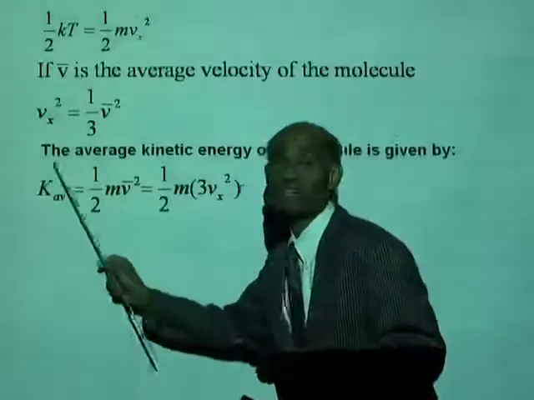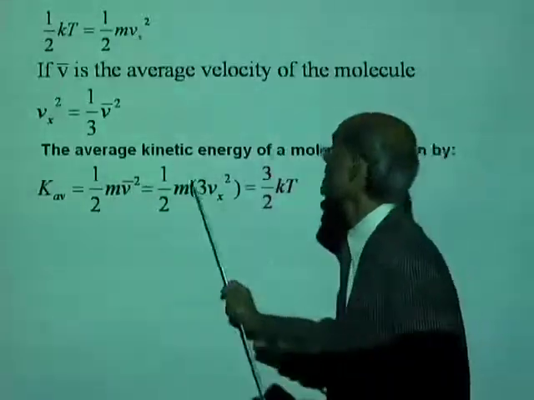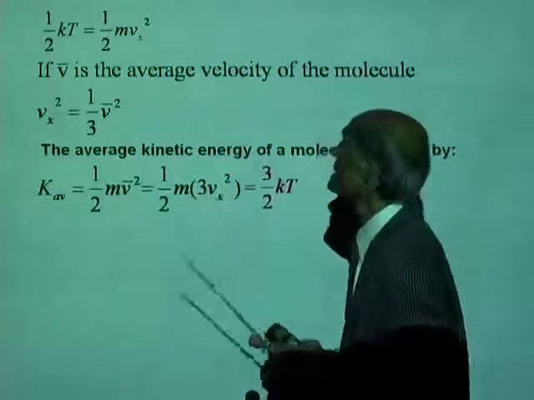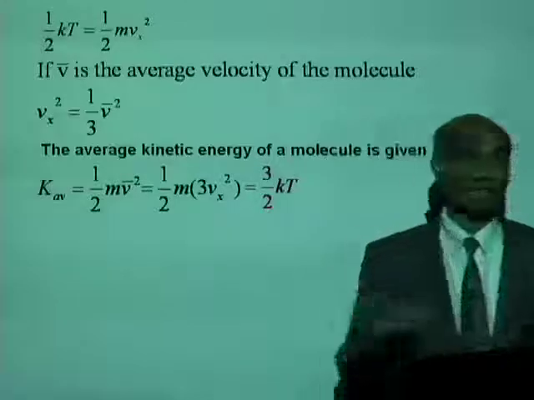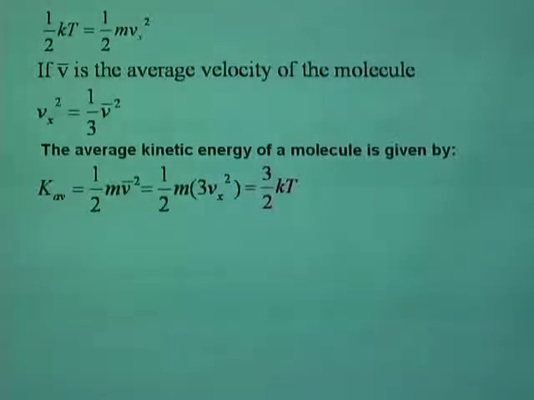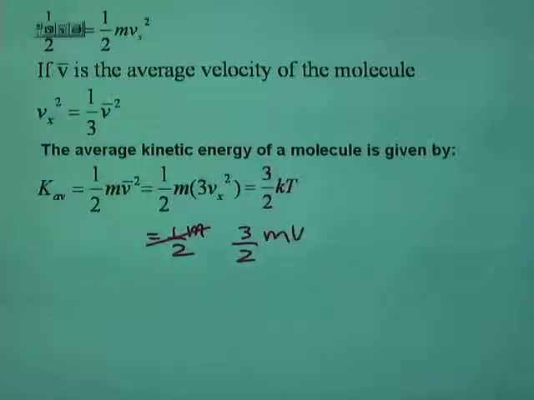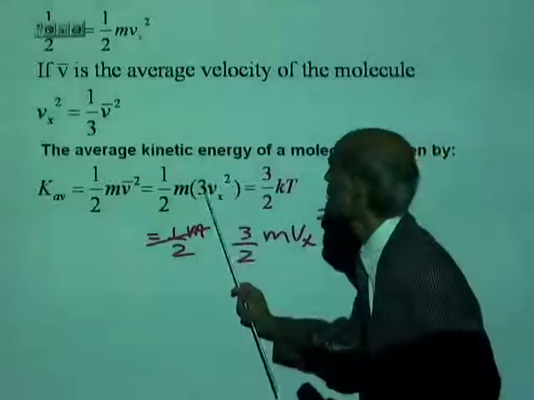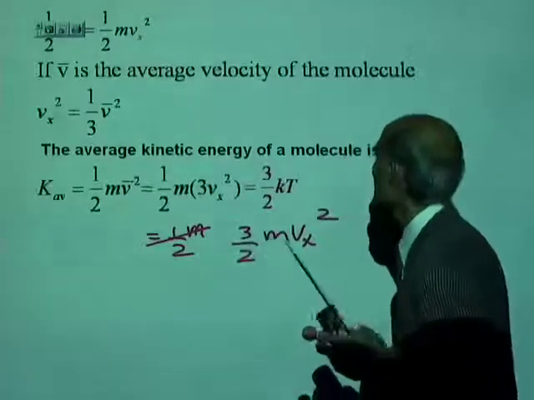So the average kinetic energy of a molecule is 3/2. Well, let me write that step for you. I omitted a step there. What that means is it will be 1/2 times m times 3 vx squared. That will be, see, this 3 I'm going to write as 3/2 m vx squared. Is it alright? 3/2, this is the 3/2 m vx squared.